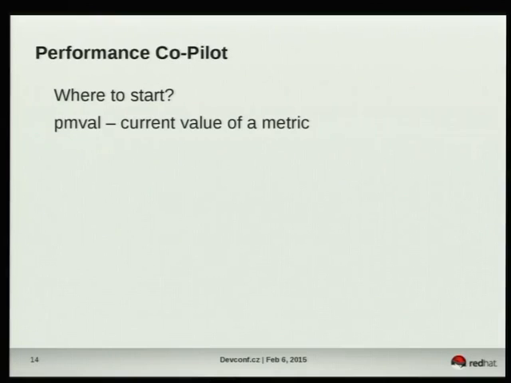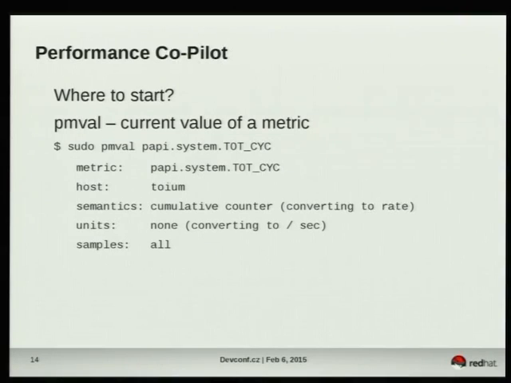pmval will give you the current value of that metric really quickly. So let's take an example. So again, in the PAPI subsystem, the total number of cycles on your machine. Notice I've got access control there. There are some metrics that might be a little bit more sensitive. We want to take note of that and be careful. And it'll give you a bit of metadata about it. So what host it's on, the units, the semantics. So this is a counter. We're converting it to counts per second. And then you'll just get values once per second spinning at the bottom.